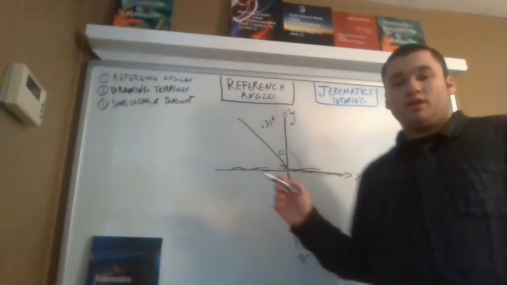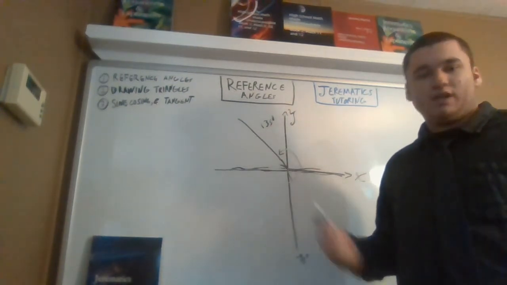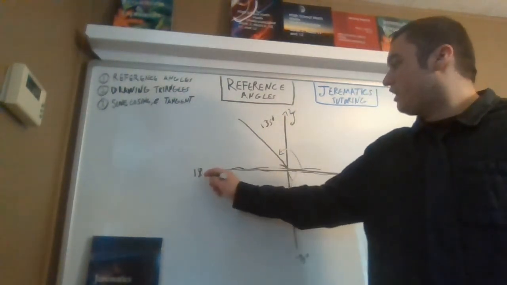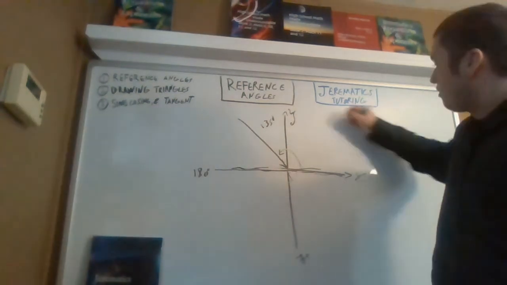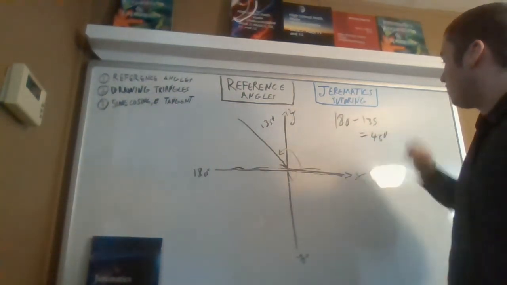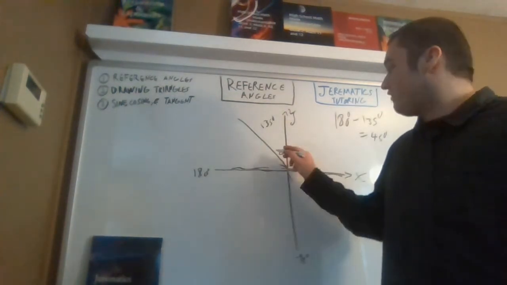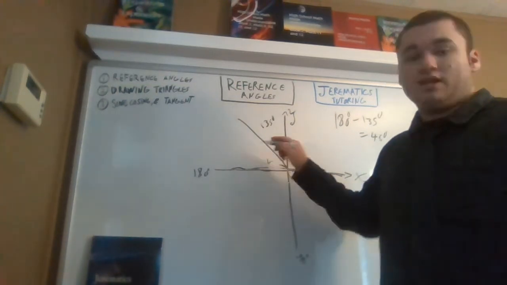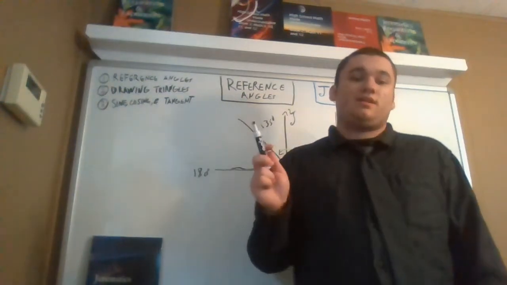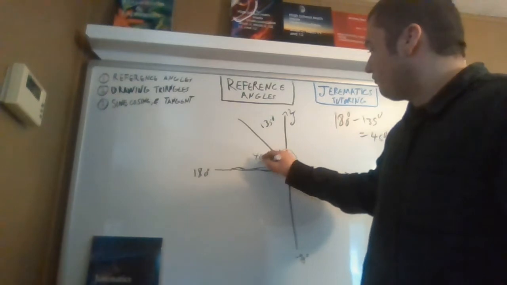So that means, how far is 135 from 180? How do you calculate that? Well, to calculate that, you simply do 180 degrees minus your angle that lies in this quadrant. So that's 180 minus 135, which is equal to 45 degrees. So the reference angle of 135 degrees is 45 degrees. Because it's all about getting from your angle to the x-axis, because the reference angle is the nearest angle to the x-axis. 45 degrees.